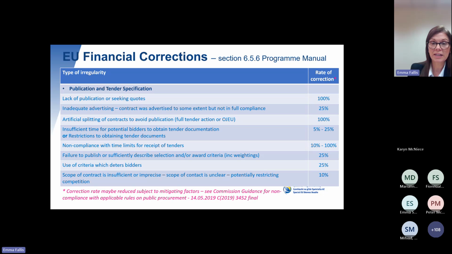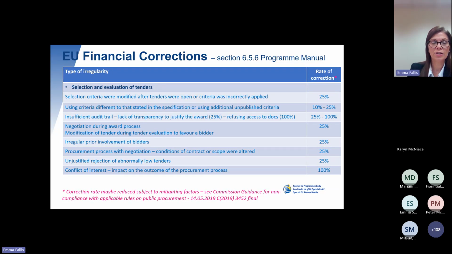Non-compliance with time limits for receipt of tenders, penalties can range between 10 and 100%. Failure to publish or sufficiently describe the selection or award criteria, including weightings, can result in a penalty of 25%. Use of criteria which deters bidders can result in a 25% penalty as well. And also the scope of the contract being insufficient or imprecise, meaning the scope being unclear, can be perceived as potentially restricting competition, and a 10% penalty can be applied for that.